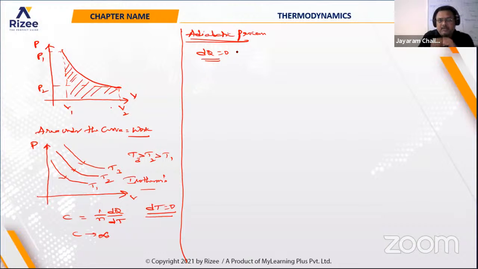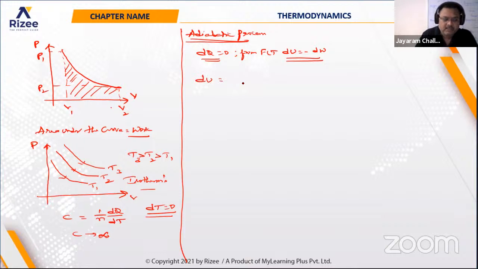Since dQ is equal to 0, from the first law of thermodynamics you can say that dU is equal to minus dW. That is, the change in internal energy is the negative of the work done. So if work is done on the gas, the internal energy will increase, and if work is done by the gas, the internal energy is going to decrease.